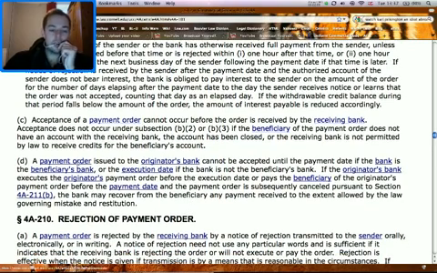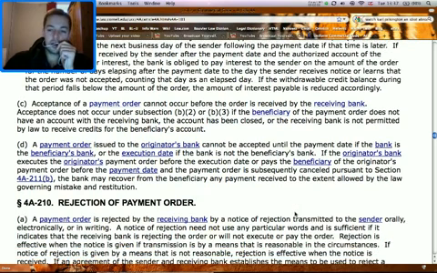A payment order issued to the originator's bank cannot be accepted until the payment date if the bank is the beneficiary bank, or the execution date if the bank is not the beneficiary's bank. Hang on. A payment order issued to the originator's bank, so the originator has drawn it on his own bank account like a check, cannot be accepted until the payment date if the bank is the beneficiary's bank, or the execution date if the bank is not the beneficiary's bank.